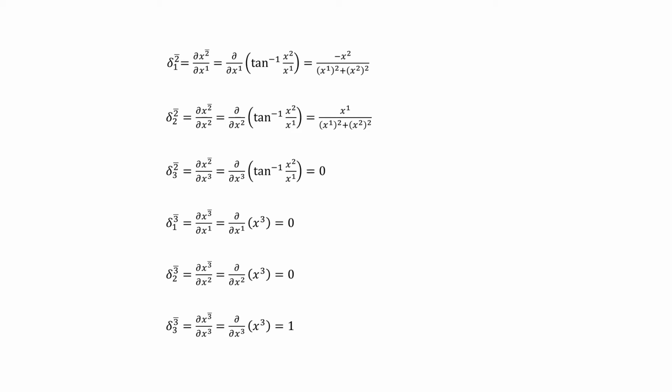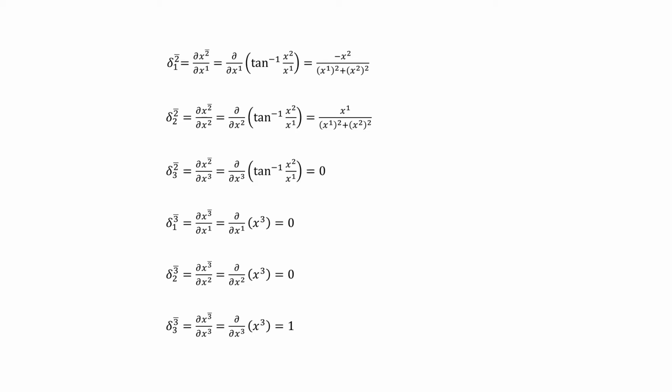Okay, this term delta 2 bar 1 is equal to partial x2 bar over partial x1. X2 bar is equal to tangent inverse x2 over x1. Now taking the derivative of tangent inverse, it gives minus x2 over x1 square plus x2 square. Similarly, delta 2 bar 2 is equal to partial x2 bar over partial x2, which is the partial derivative of tangent inverse x2 over x1, which gives the answer x1 over x1 square plus x2 square.